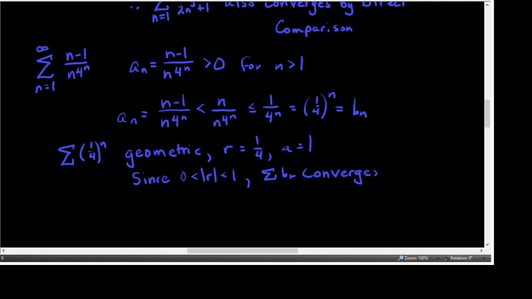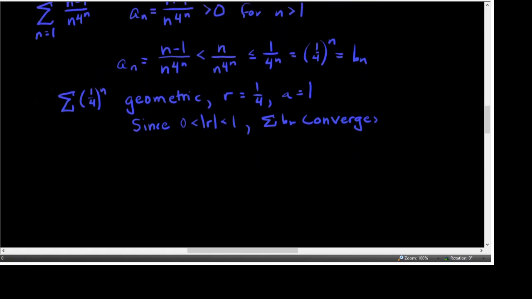And if all the terms of a sub n are smaller than all the terms of b sub n, which is what that line up above means, then therefore we can say that the series that we started with, n equals 1 to infinity of n minus 1 over n times 4 to the nth, also converges. And what test? Right, by direct comparison.